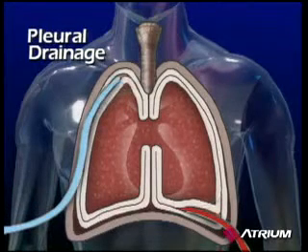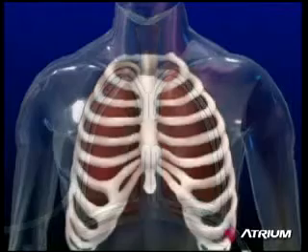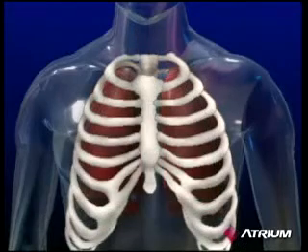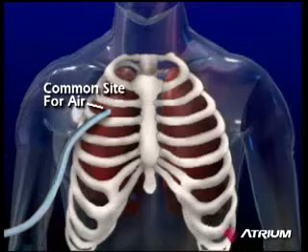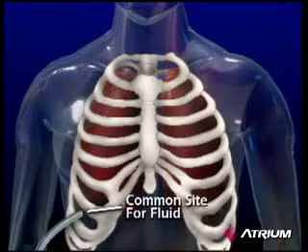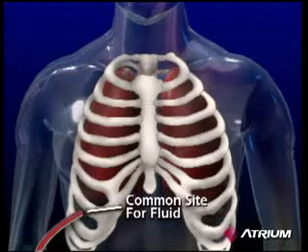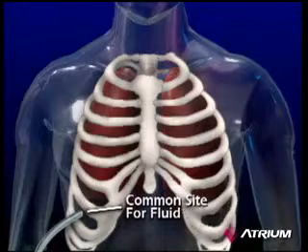a closed one-way fashion. For pneumothorax, the chest tube is typically placed anteriorly near the lung's apex. For a hemothorax or pleural effusion, the chest tube is placed more laterally in the lower part of the chest to facilitate more efficient fluid drainage. Frequently, two catheters are inserted.